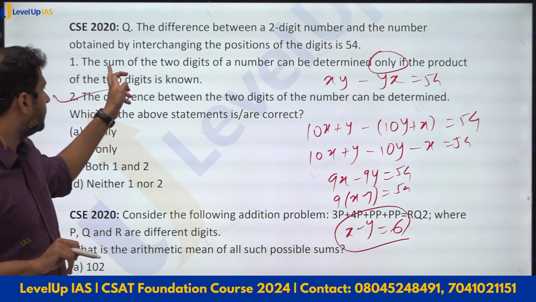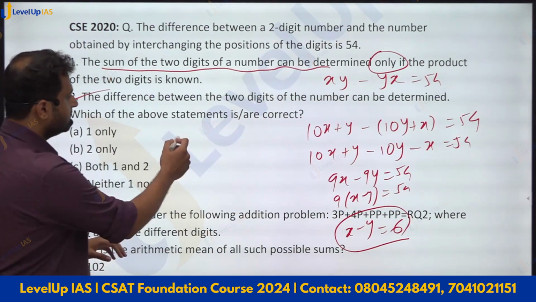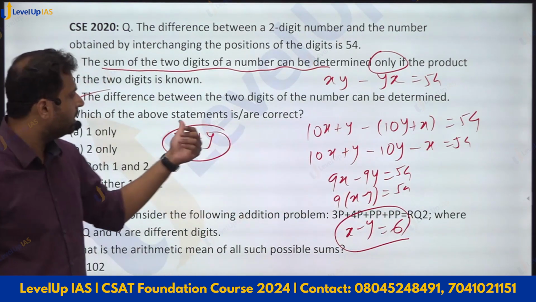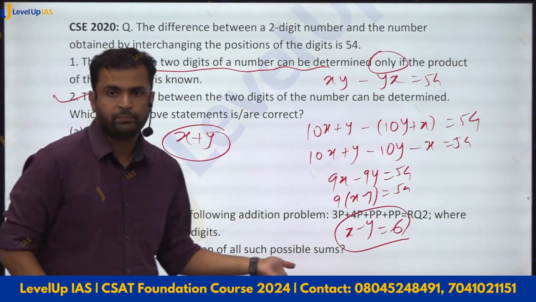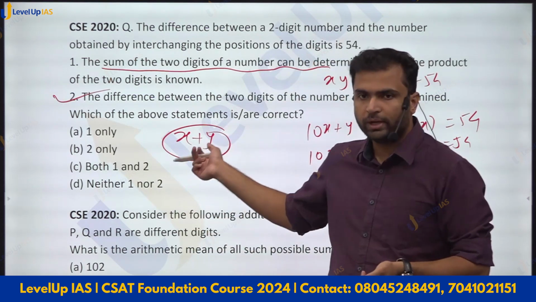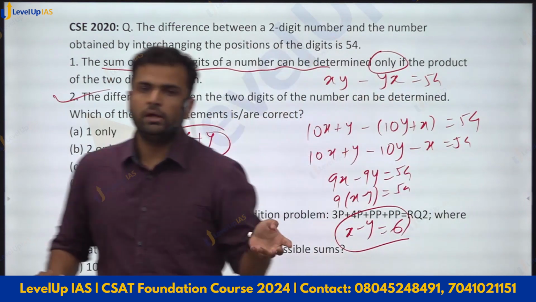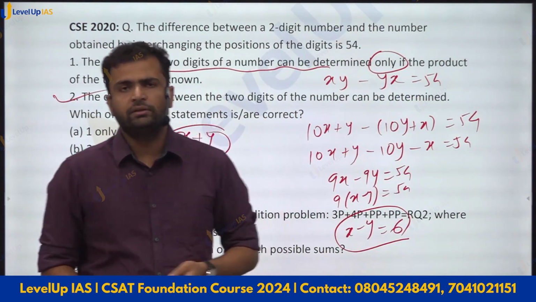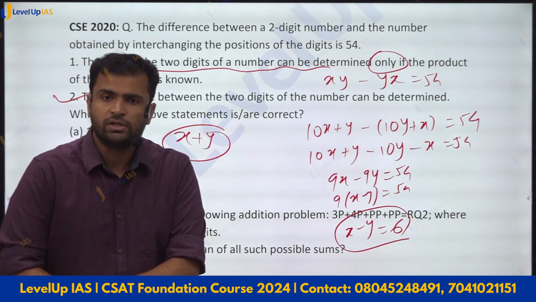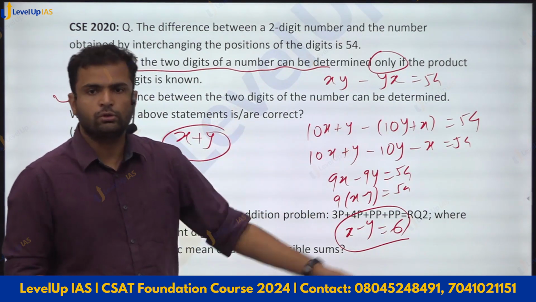We want to comment on whether the sum of the 2 digits of a number can be determined. The sum of the digits is x plus y. We have already x minus y. We want to find out what x plus y is. Now if we know x and y, we can definitely find x plus y. But we don't. Why? Because x and y are 2 unknowns. And in the equations chapter, we always study that if we have 2 unknowns, we need at least 2 independent equations to solve it. Here we have only 1 equation. So we need 1 more equation to solve it.